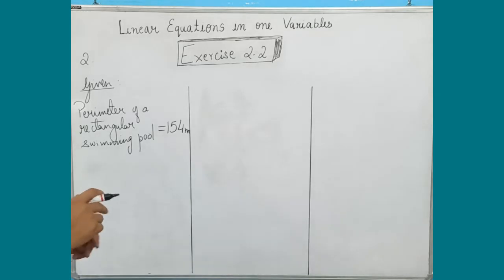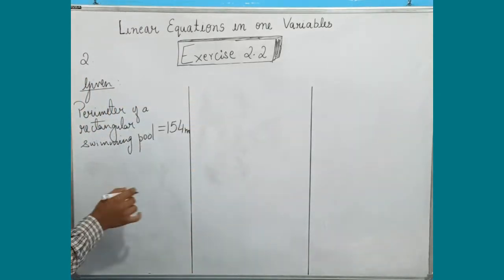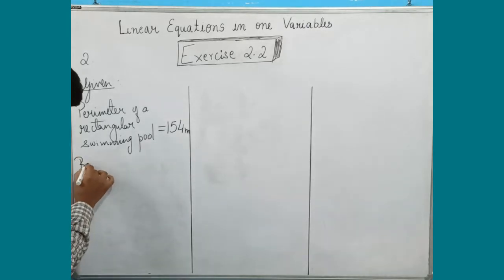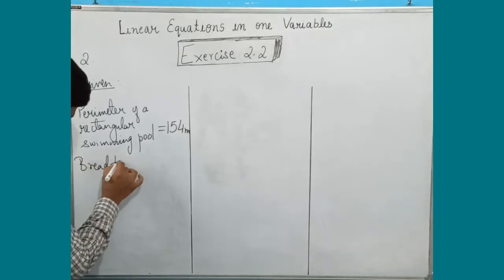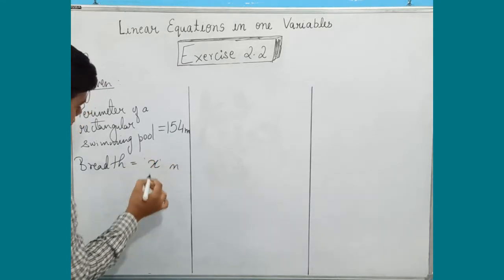Now they have given us that the length is 2 more than twice the breadth. Okay, so before writing the length, I'll just write here that the breadth is equal to x meters. Okay, I'll just assume this.